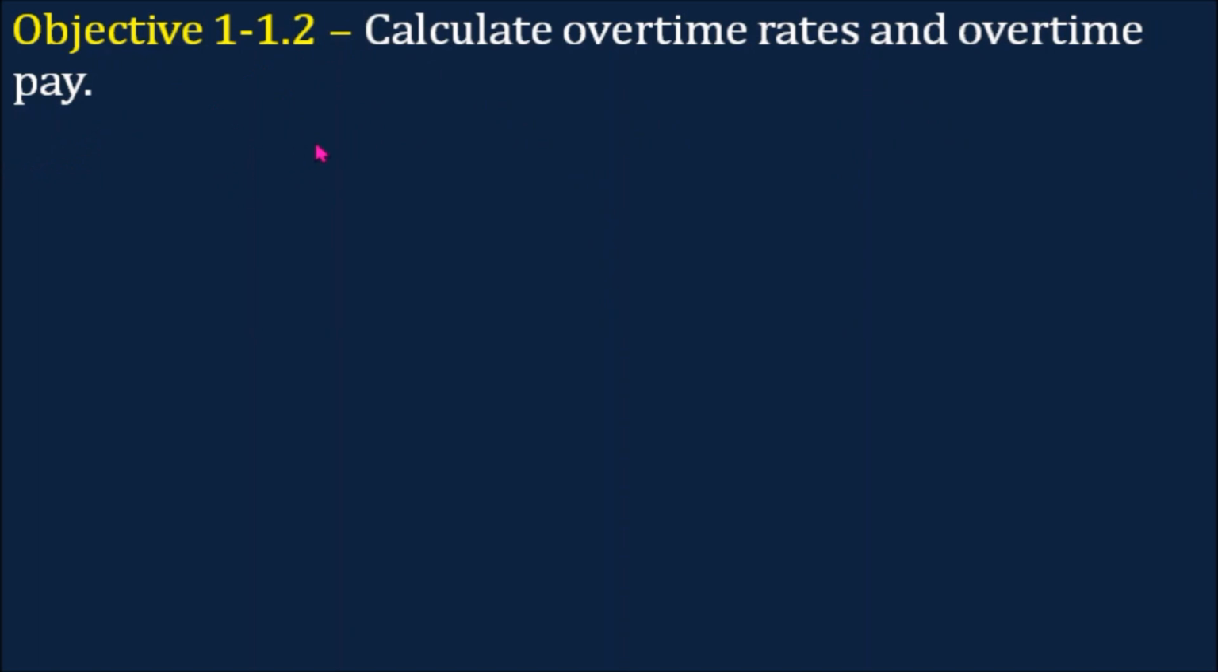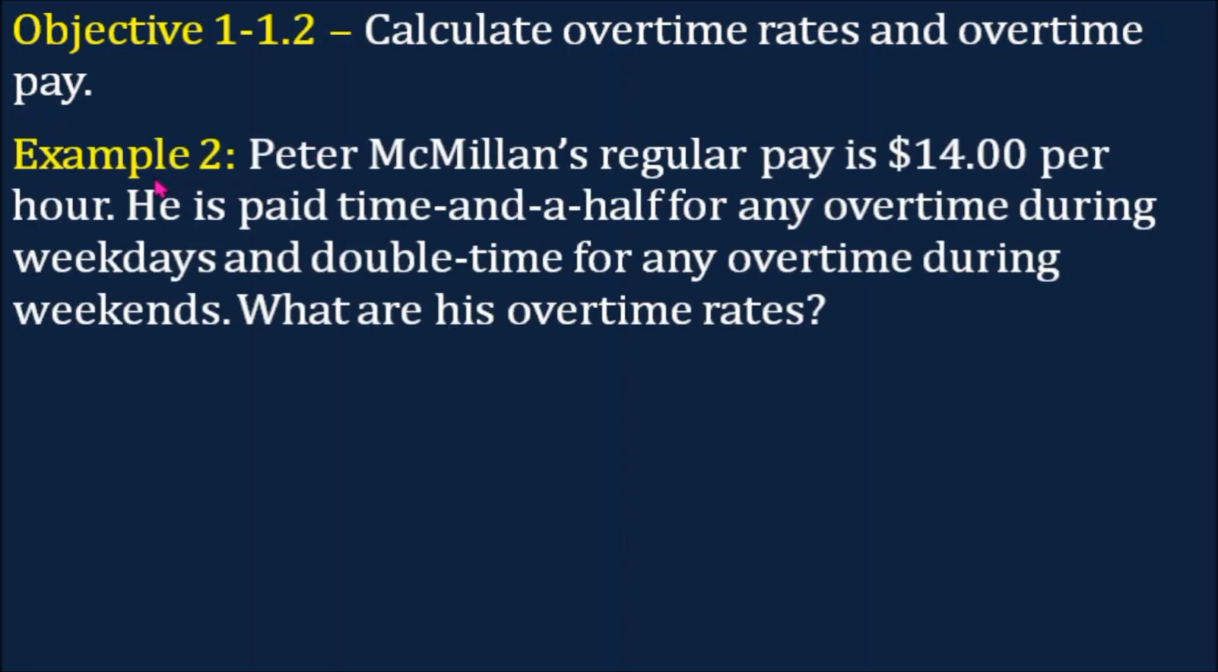So again, in order for us to understand this objective, we will have examples. Example number 2, Peter McMillan's regular pay is $14 per hour. He is paid time and a half for any overtime during weekdays and double time for any overtime during weekends. What are his overtime rates?